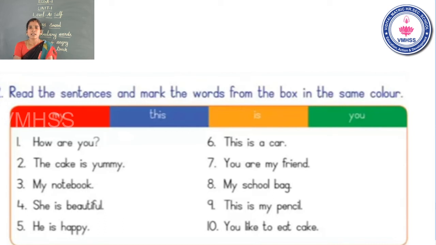Next one, the cake is yummy. Read the second sentence. Which one whole word? Is. You color it yellow color. Is words. You color the yellow color. Third one. Finish, children.